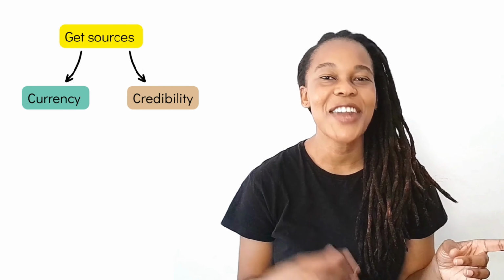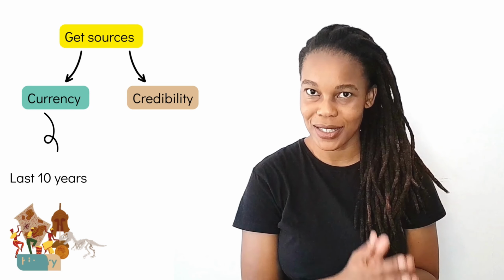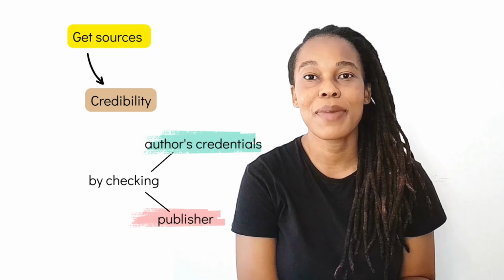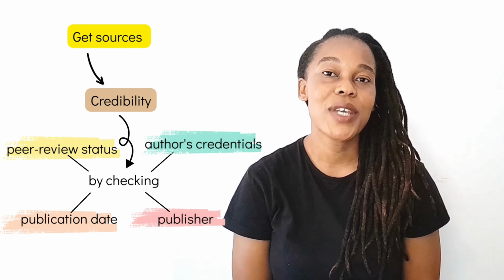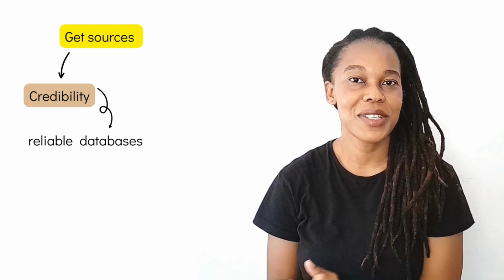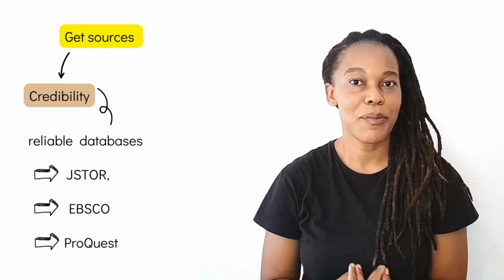When you search for sources, you must keep these two C's in mind: currency and credibility. You want to search for current research published within the last 10 years, unless, of course, you are doing a historical study. You also want to make sure that the sources you are using are credible and reliable. You can do this by checking the author's credentials, the publication date, and the peer review status. The easiest way to get current and credible sources is to search in credible databases for academic researchers like JSTOR, EBSCO, and ProQuest. Your university online library can be a very good resource to do this task.